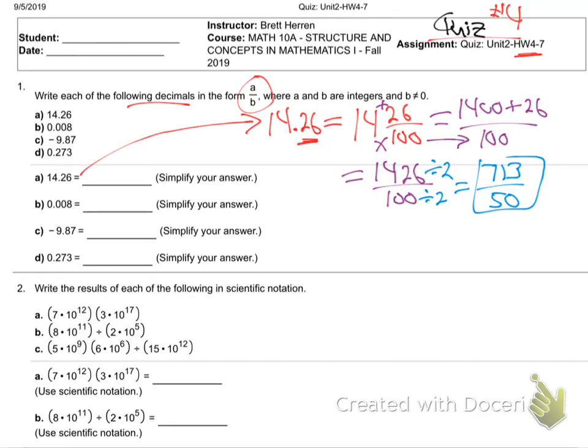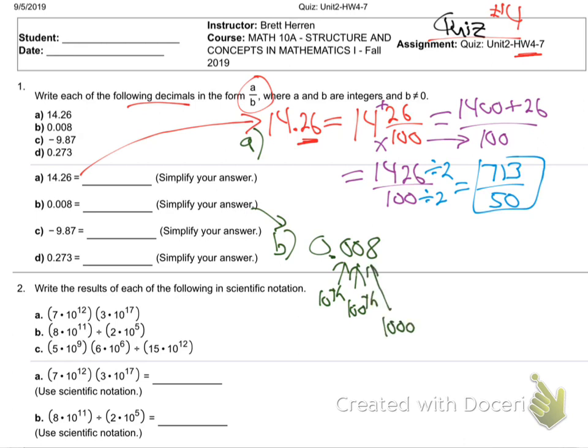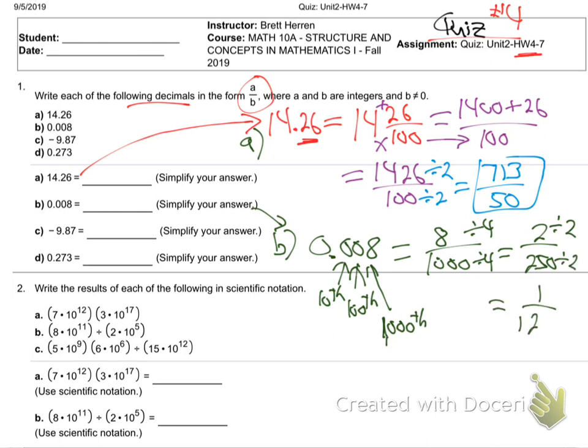Okay, now for part B. That's part A. So bring down here part B. 0.008. Well, what place? That's the tenths place, hundredths place, and that 8 is in the thousandths place, isn't it? So that's 8 over 1,000. Reduce that, divide top and bottom by 4. That'll be 2 over 250. Divide by 2 again. It's 1 over 125. So we reduced that fraction.